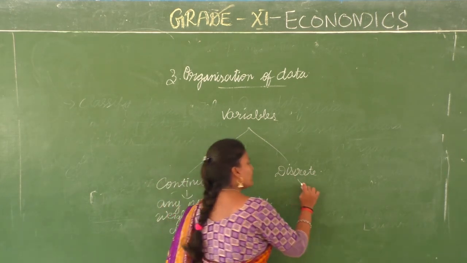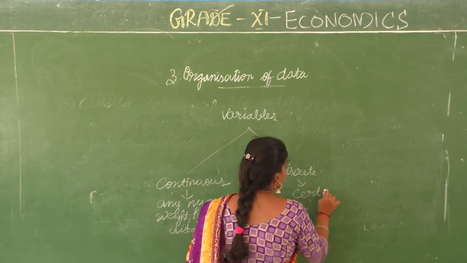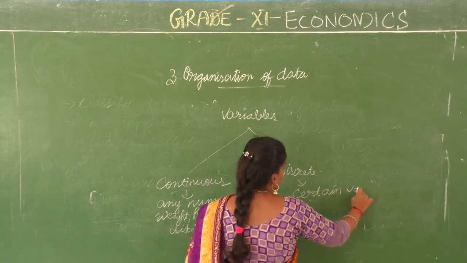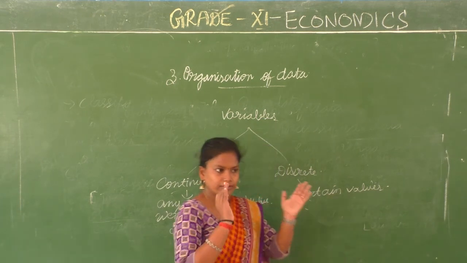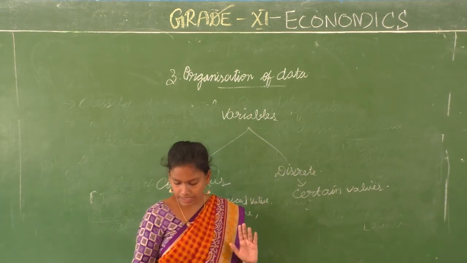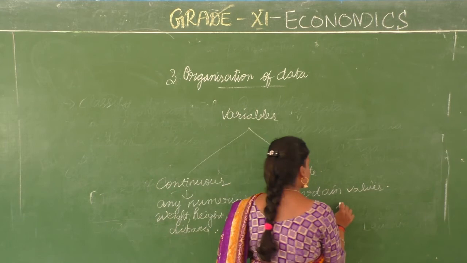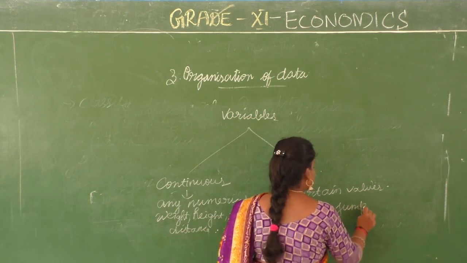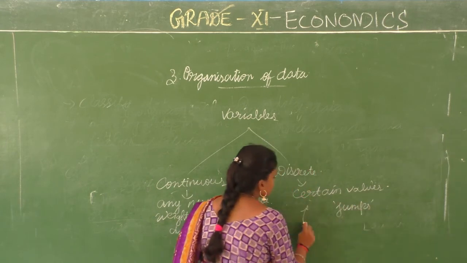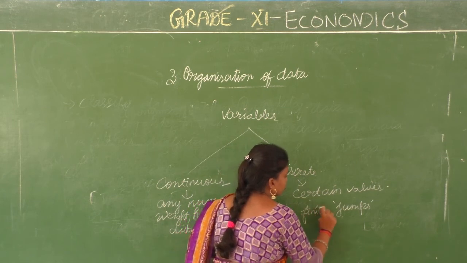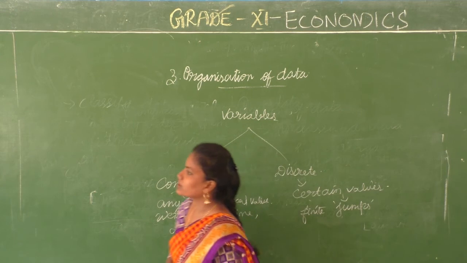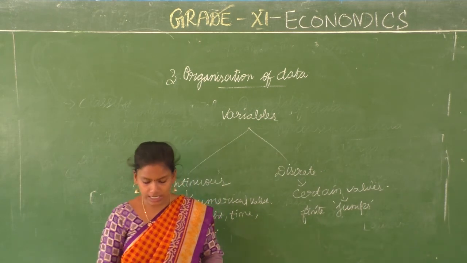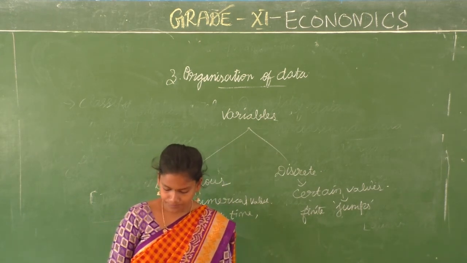It's not any value. Those are only certain values, and from one value to another value there is what is called a jump. What kind of jumps do they have? Only finite jumps. That is, an exact number will be there. Fractions and the like cannot be used.